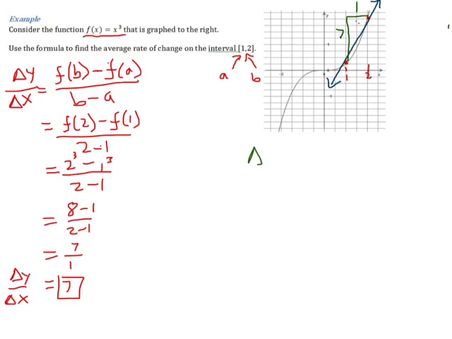So our delta y over delta x using the graph would be 7 over 1, which is what we expect. The graph confirms what we got using the formula, and that is the rate of change. Now one last thing to watch out for. If the rate of change is going up to the right, we have a positive rate of change.